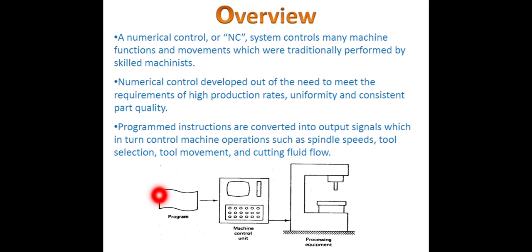So here this program through the punched tape is fed to the machine control unit. The machine control unit will control the machine operation, that is spindle speed, tool selection, tool movement, and cutting fluid flow, and all will be controlled by the machine control unit. This machine control unit is nothing but the heart of the numerical control machine, and this program is fed to the machine control unit through magnetic tape or card reader.